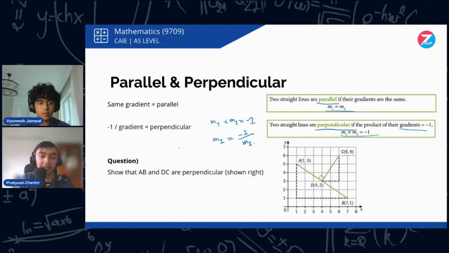So let's say my gradient was 2. What's the perpendicular gradient to that? Well, I'm going to put minus 1 divided by 2, which comes out to minus half. So these two are perpendicular.